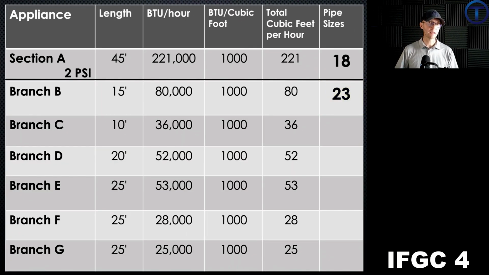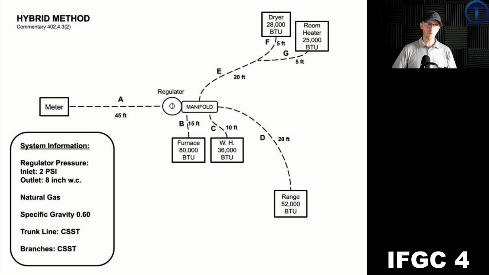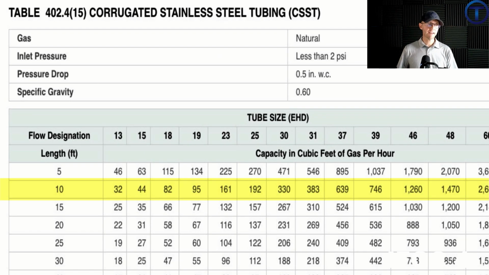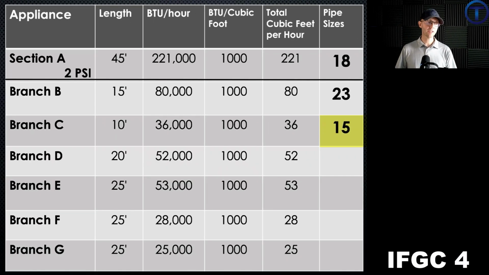How about branch C? Developed length, 10 feet, cubic feet per hour, 36. Branch C is the one that's feeding the water heater. We have a line for 10 feet and we've got 36. It's more than 32. It's less than 44. We'll come to the top here and find a tubing size of 15. We can put that on our table.